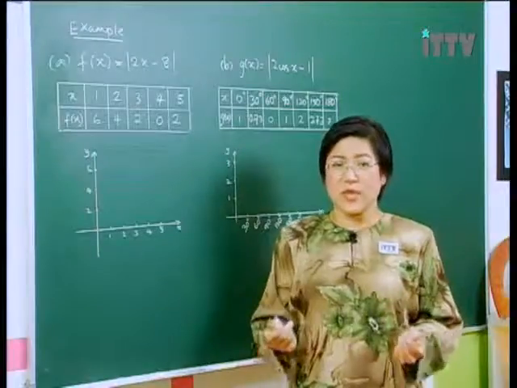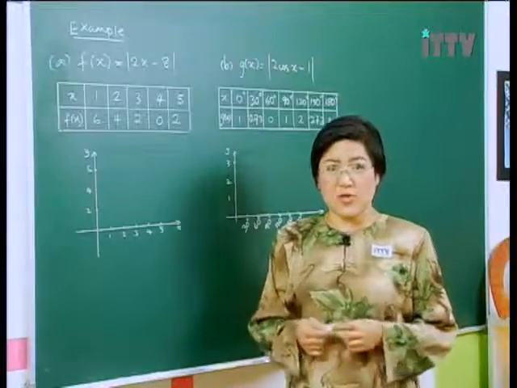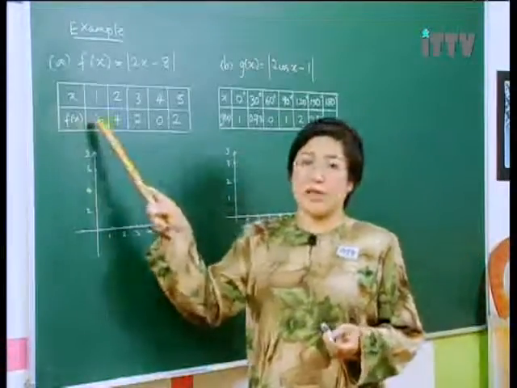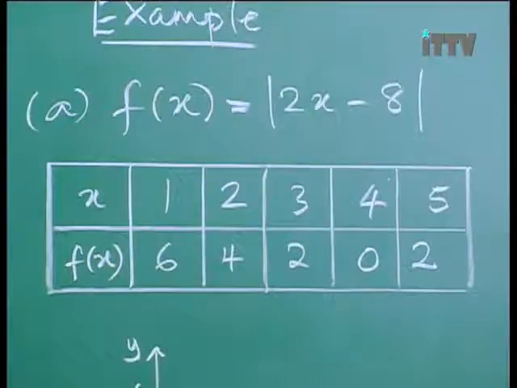And since the domain is values of x from 1 to 5, we can begin by writing out a table of values which will help us to sketch the graph much more easily. Let me just take you through one or two examples so that all of us are very clear on how we obtain this table of values.